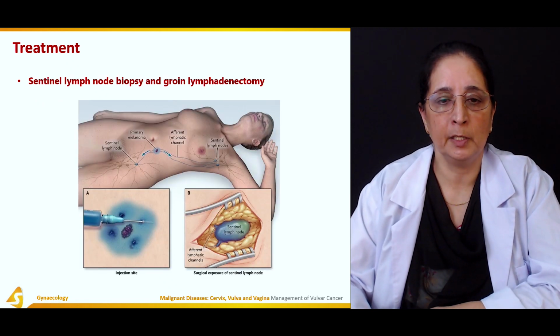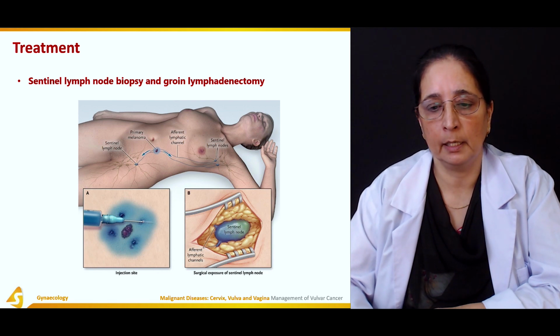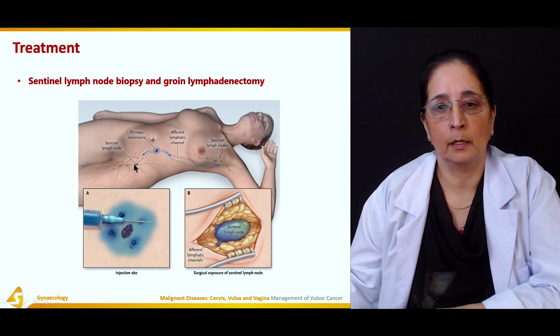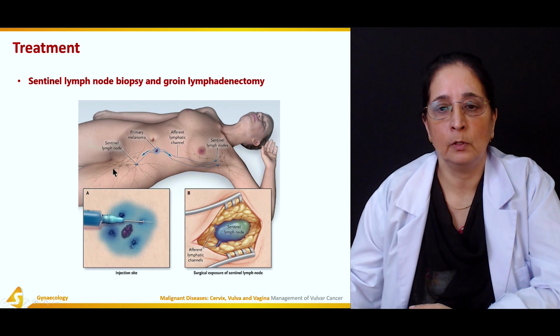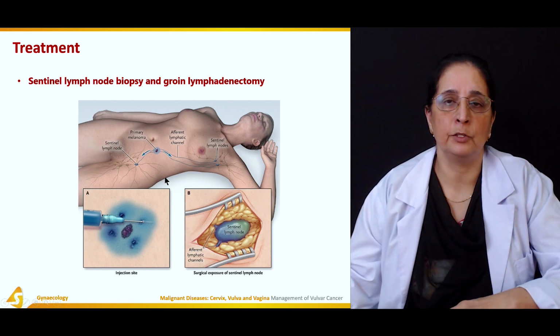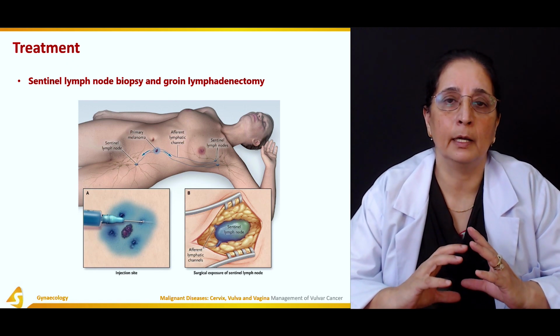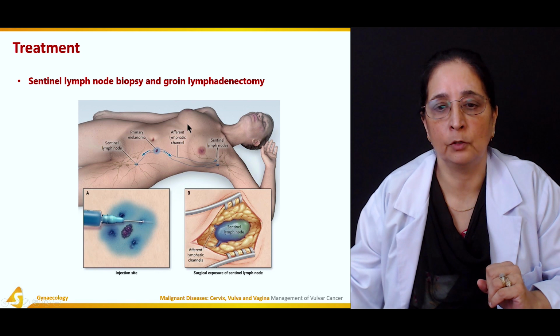Then another treatment is sentinel lymph node biopsy and groin lymphadenectomy. So these are all the lymph nodes, sentinel lymph nodes. A biopsy is taken from the sentinel lymph nodes, and then they are sent for examination. And also groin lymphadenectomy, the lymph nodes which were involved in the vulvar carcinoma, the groin lymph nodes, are removed here from the groin.